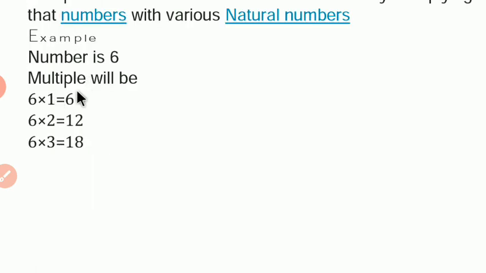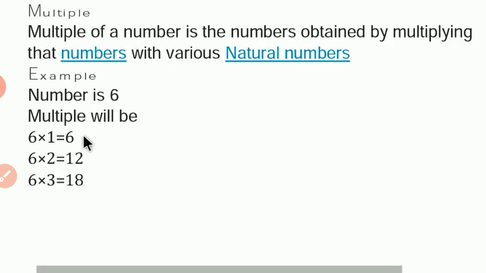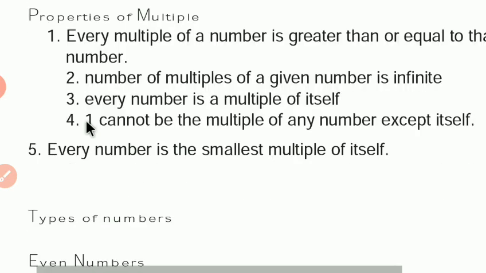So these are the first 3 multiples of 6: 6, 12 and 18. A multiple of a number is the number obtained by multiplying the number with various natural numbers, meaning 1, 2, 3. It will not start from 0. So for multiples, we have to write its table.